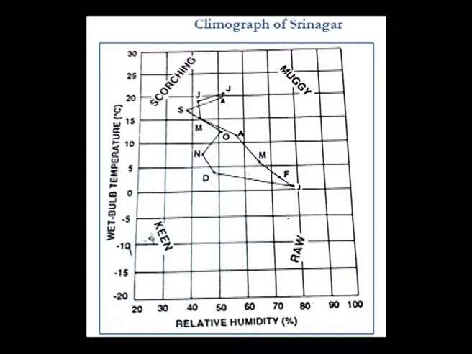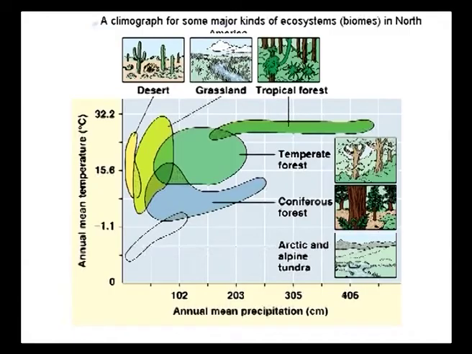In some climographs, mean monthly temperature is plotted against average monthly rainfall. In others, monthly wet bulb temperature is plotted against monthly dry bulb temperature, the length of growing season in hours per month against effective monthly rainfall, monthly wet bulb temperature against monthly relative humidity, and so on. They are drawn for comparing climates of different places or areas.